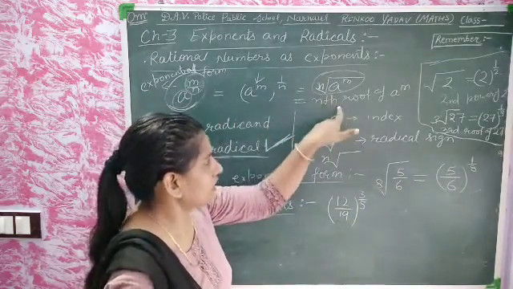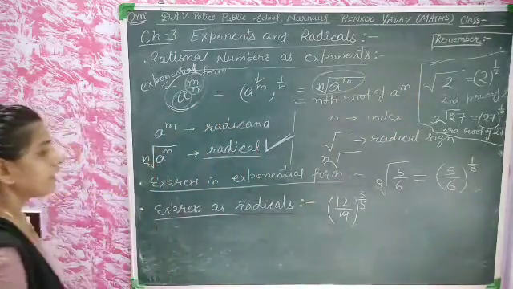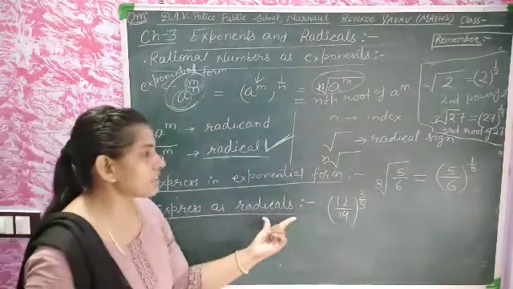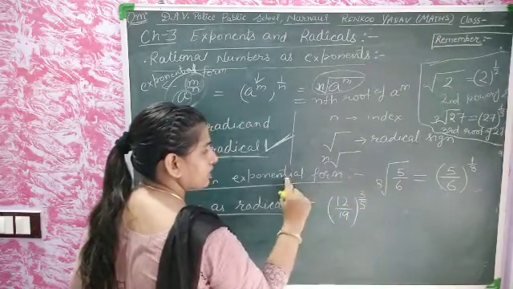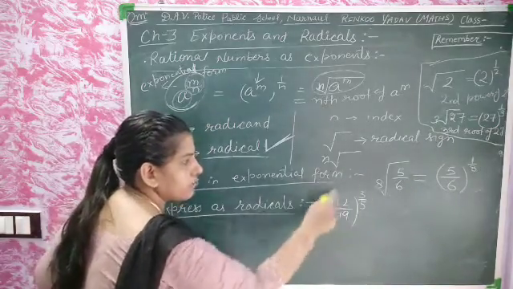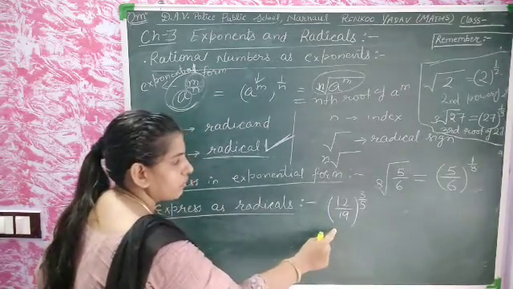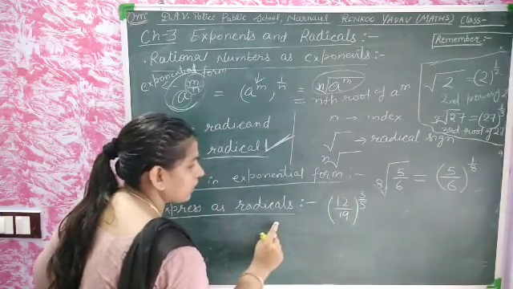This is the nth root of a to the power m. Now there is expressed as radicals. This is the radical form, and we have to change it into the exponential form. And this is the exponential form, because there is the exponent, and we have to change it into radicals.